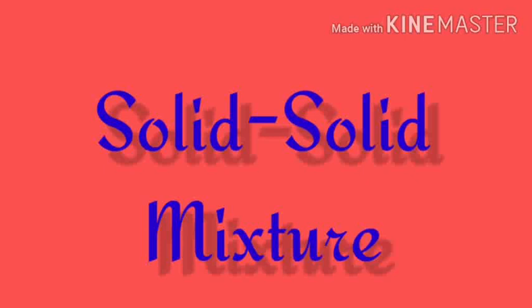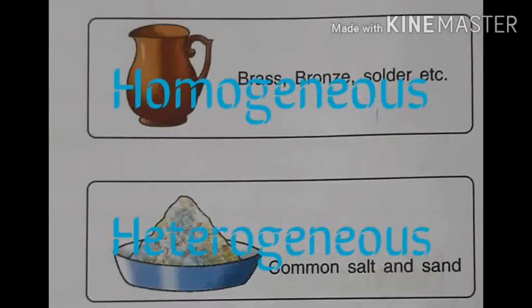Now I will give you a few examples of solid-solid mixture. Look at the picture shown of brass, bronze, solder, meaning any alloy, and the second picture shows common salt and sand. So these are the two examples of solid-solid mixture, but they differ in their nature. See, the first picture, brass, bronze, solder, these are homogeneous in nature, whereas the mixture of common salt and sand is heterogeneous in nature.